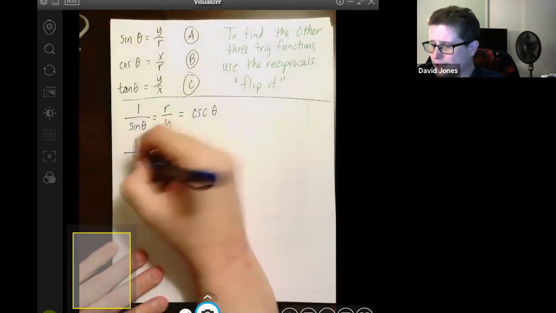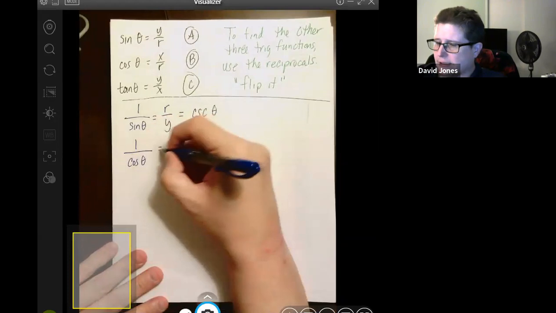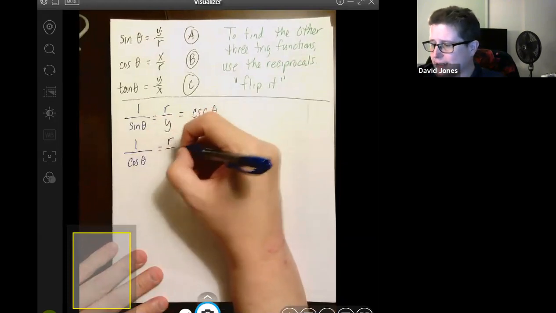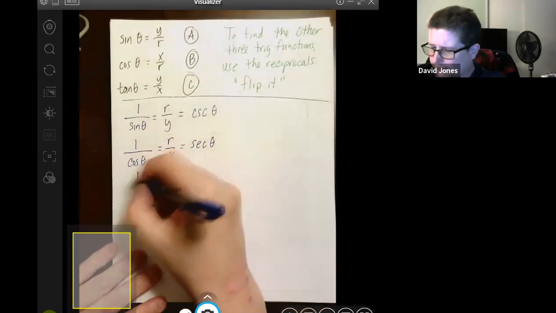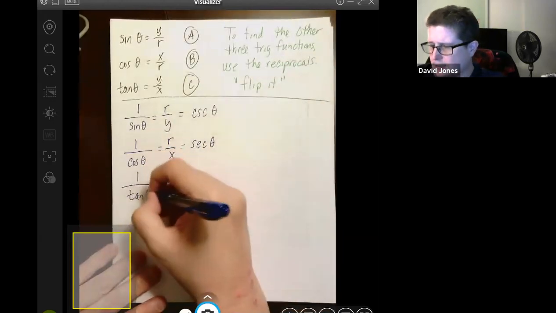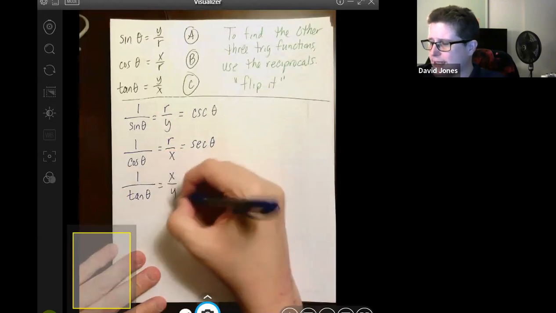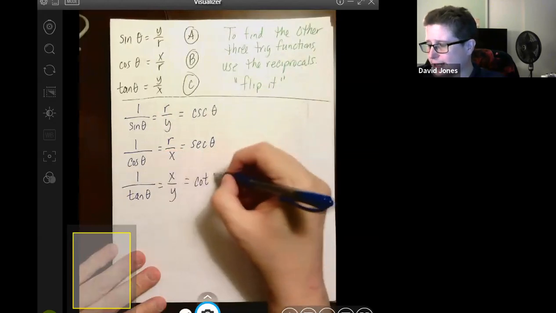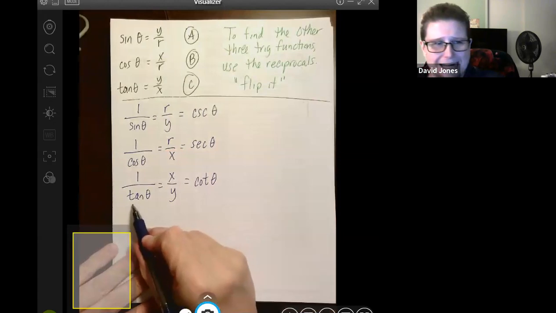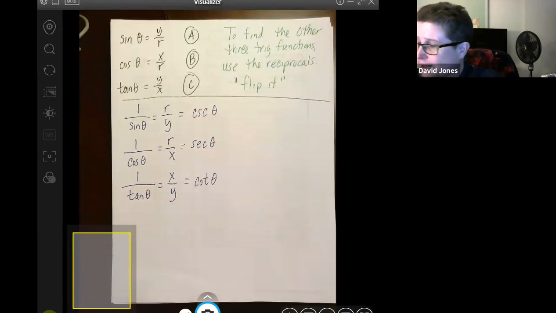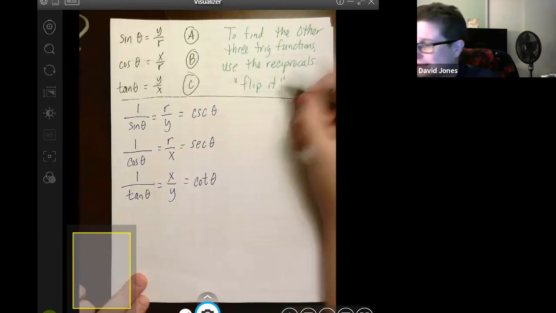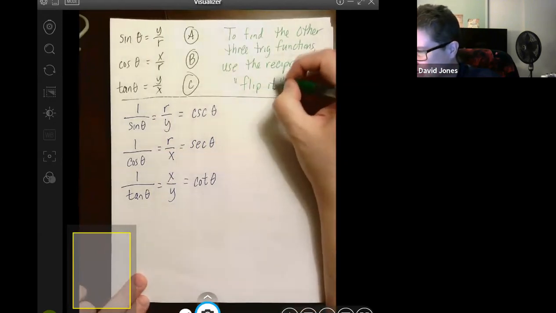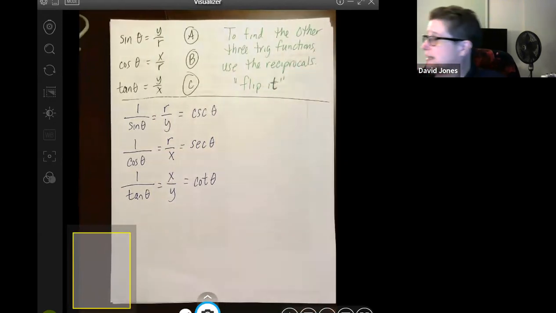If we flip cosine, we have r over x. This is secant theta. And we flip tangent, we have x over y. And this is cotangent theta. You'll notice my t's, I put this little tail on it like typewriter. I didn't up here. This looks like a plus sign. So when I'm writing the trig functions, I try to put a little tail on it.